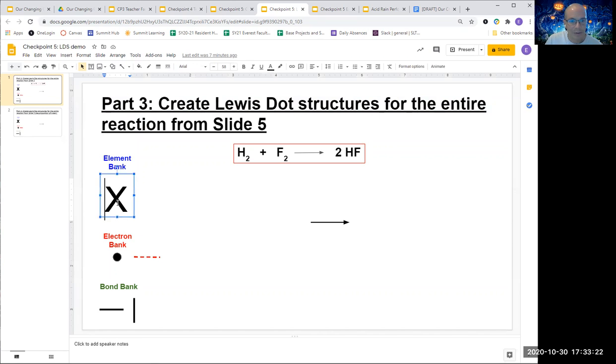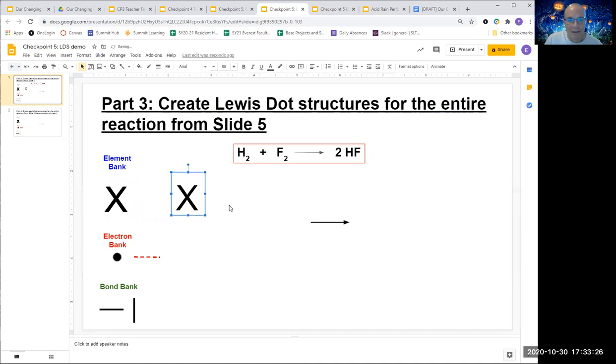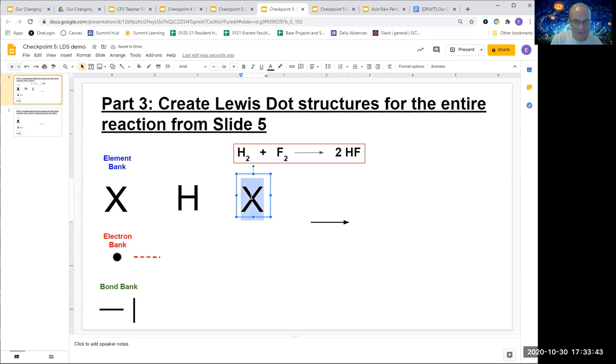So what I'm going to do is start by making some of the elements that we'll be using. In this case, we're only using 2 elements, actually. As you see, there's only hydrogen and fluorine in here. So I'm going to make this one hydrogen, and I'm going to make this one fluorine.